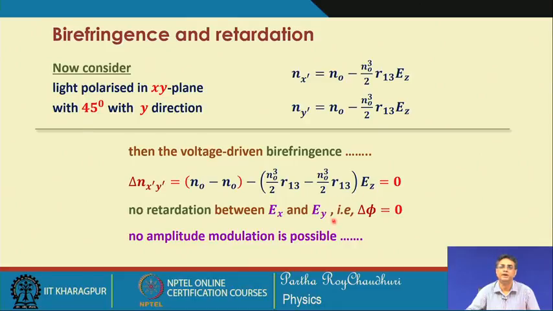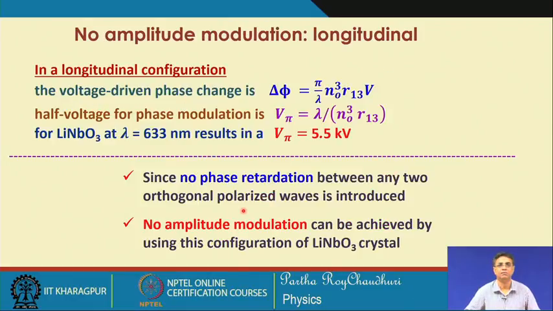Therefore, independent of the angle of the input polarization, both the components will see the same voltage dependent refractive index, and therefore, there is no birefringence. As a consequence, there is no amplitude modulation, because if there is no retardation, we cannot implement that amplitude modulation. So, this is a very interesting property of a Z-cut lithium niobate crystal, which is because of the nature of the electro-optic tensor.